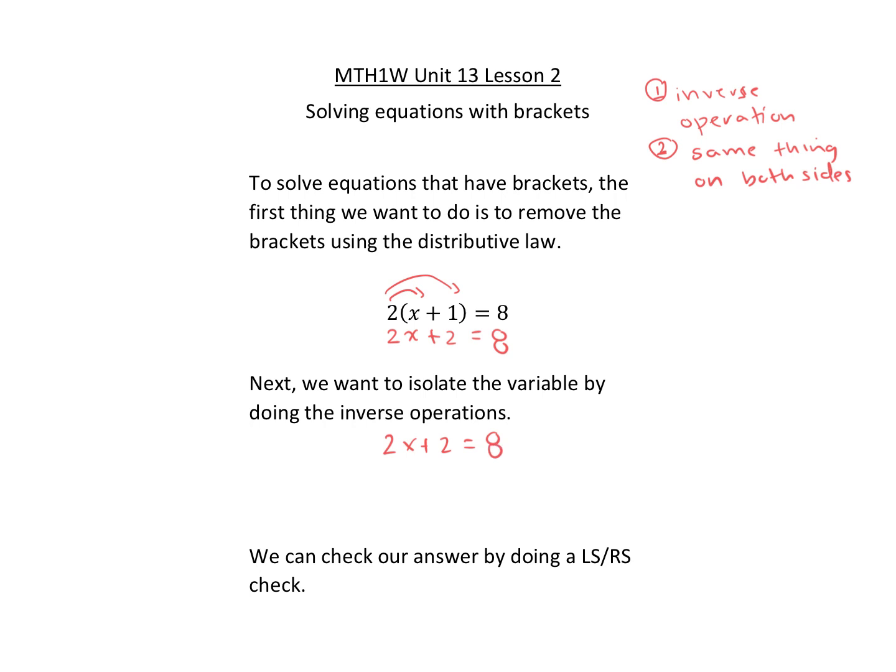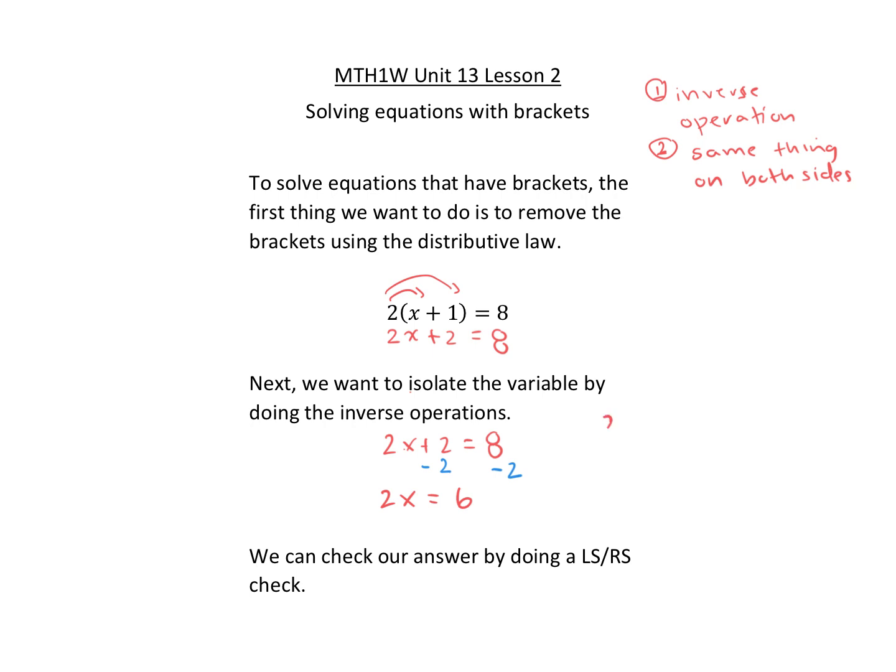We want to solve for the variable. Sometimes we say isolate the variable, which means get it by itself. So because we have a plus 2, we want to do the inverse, which is minus 2, and we want to do the same thing on the other side. So plus 2 minus 2 is 0, and 8 minus 2 is 6.